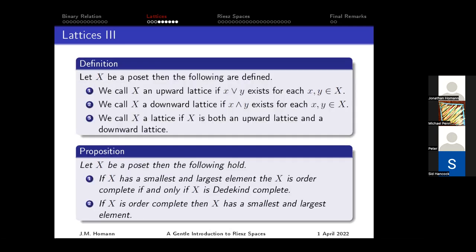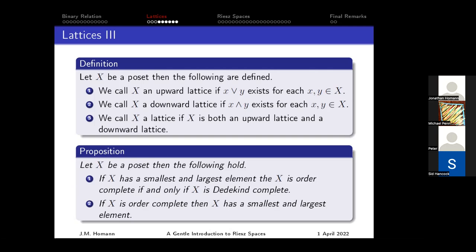Okay, so now if we let X be a poset, then the following statements hold. If X has a smallest and largest element, then X is order complete if and only if X is Dedekind complete. And if X is order complete, then X has a smallest and largest element. So again, I don't know where the proof is. That's gone missing. So we'll have to talk our way through this one as well.